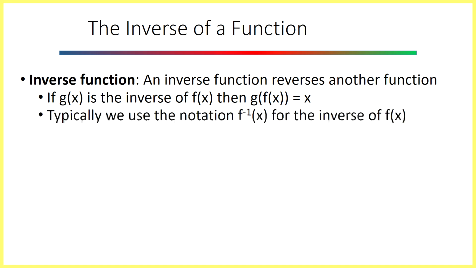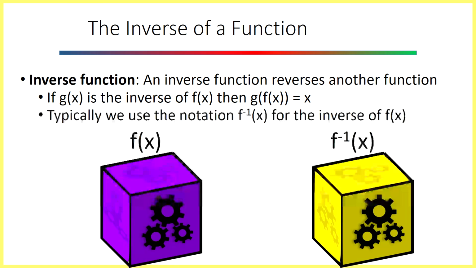Another important reason that we use function notation is because it allows us to easily talk about the inverse of a function. An inverse function basically reverses another function. So if we had a function f of x that takes in a 9 and gives us a banana, its inverse function would take in that banana and give us back a 9. And if f takes in an 8 and gives us an apple, then f inverse of x has to take in an apple and give us back an 8. Inverse functions basically give you back what you started with.